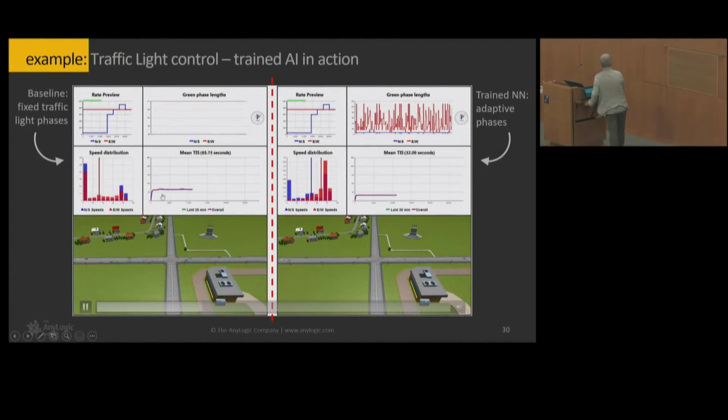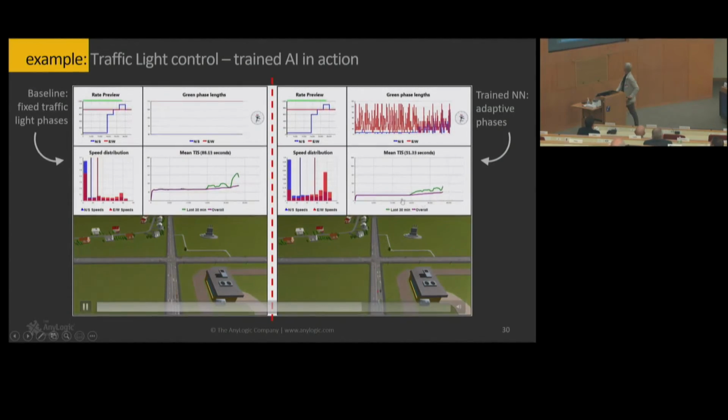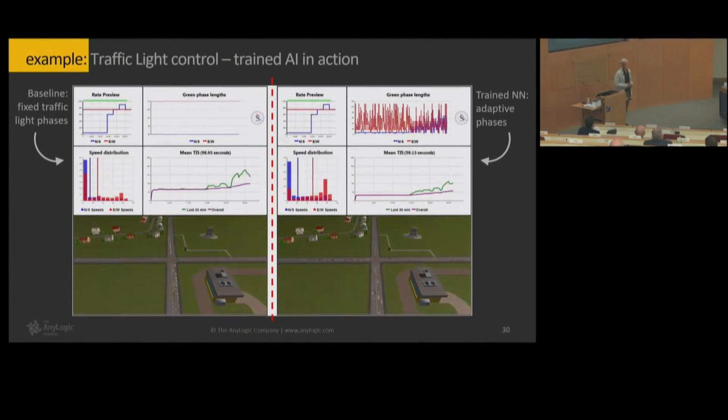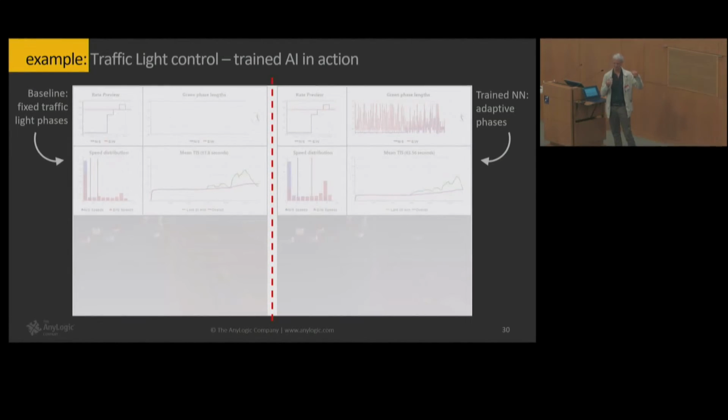Again, in the non-AI version, we're not yet at the rush hour, but we see that AI is already behaving better. And now the rush hour begins, and you will see that this purple line is overall time in system. Of course, it increases because of the rush hour, but it does not increase that much as here. So even in this simple example, AI was able to beat some optimized constant values.